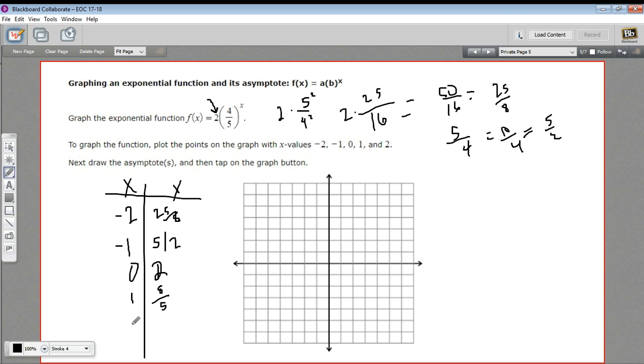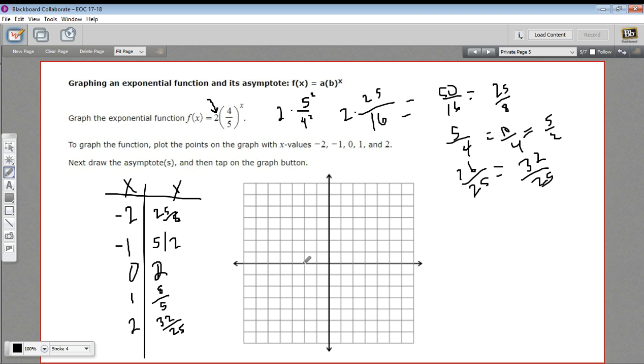And then to the second power, we're going to have 16 over 25 just by squaring both parts of the fraction. When we multiply that by 2, we're going to get 32 25ths. Okay. So there are all the coordinates. Let's see if we can go about plotting these.